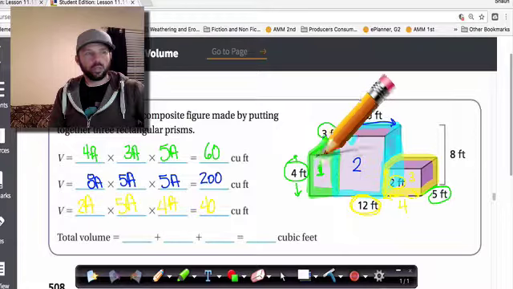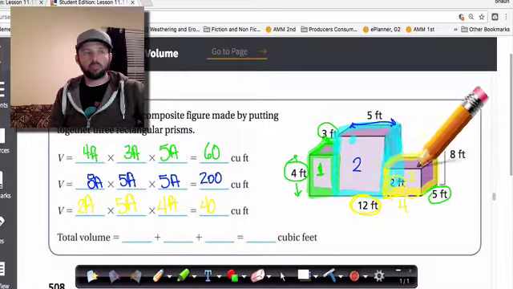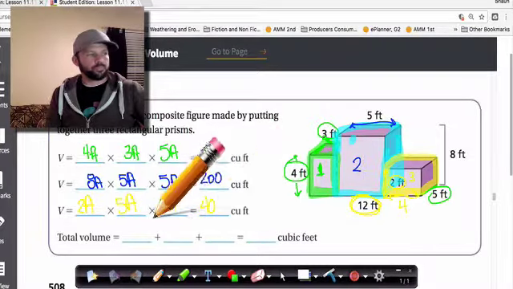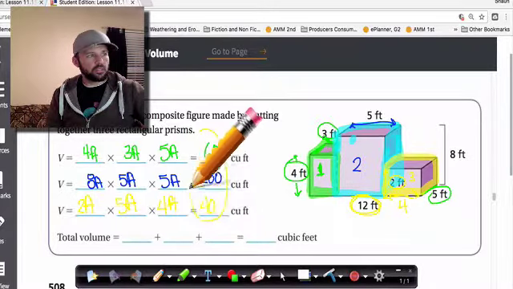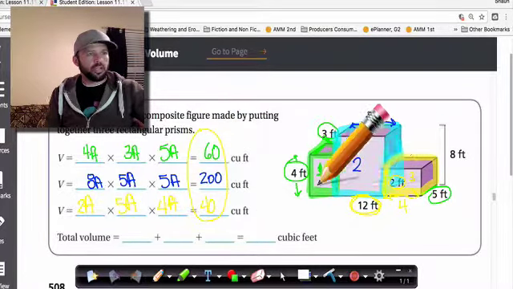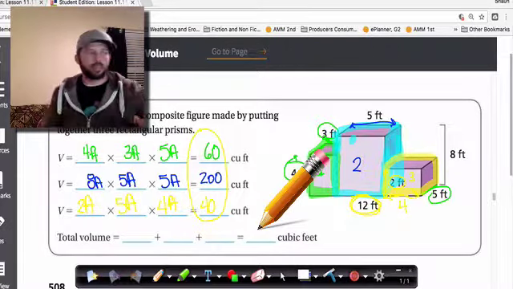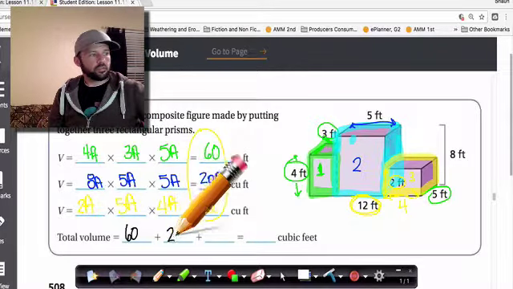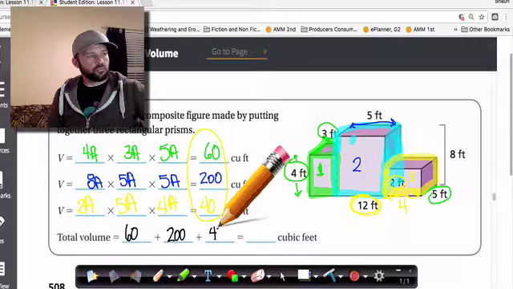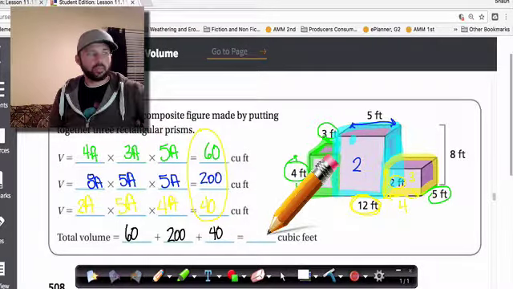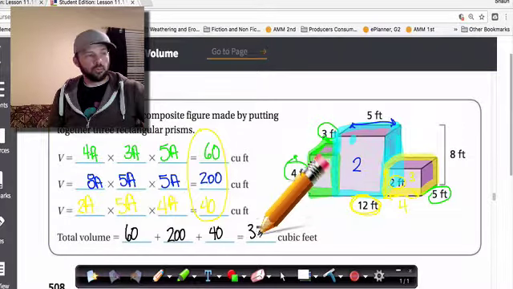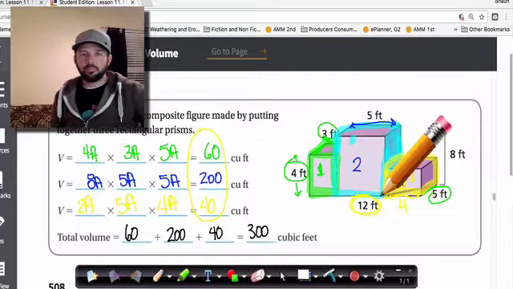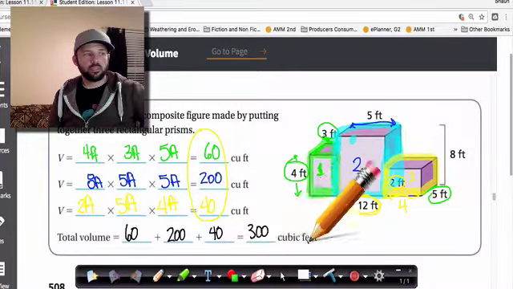Now I have the volume of rectangular prism number 1, rectangular prism number 2, rectangular prism number 3, and those 3 rectangular prisms make up that combined figure. So if I add up all the volumes of all those prisms, I should have the volume of the combined figure. So let's do that. I'm going to be adding 60 plus 200 plus 40, and that's going to give me my total volume. So 60 plus 200 plus 40 is 300. So the volume of this shape right here, of this combined figure, is 300 cubic feet.